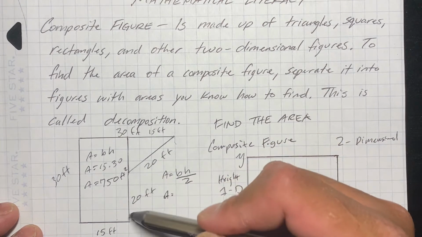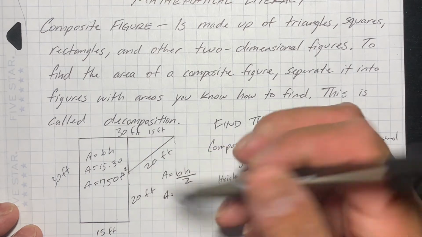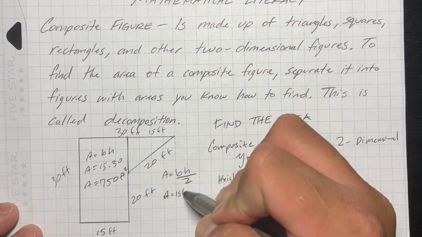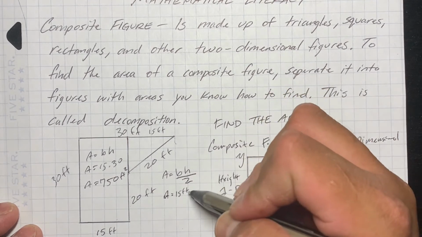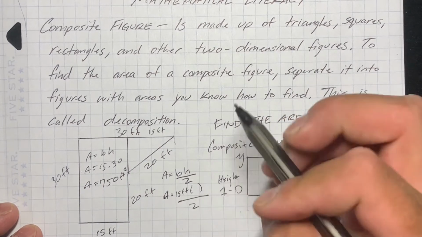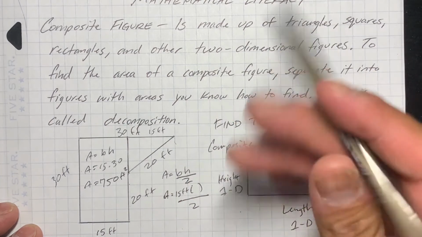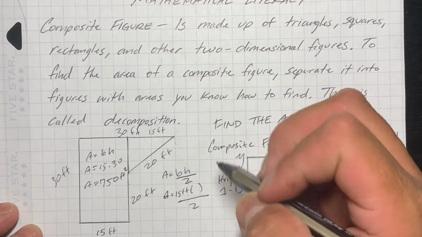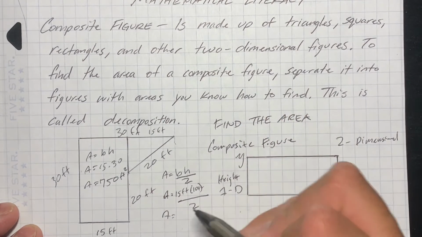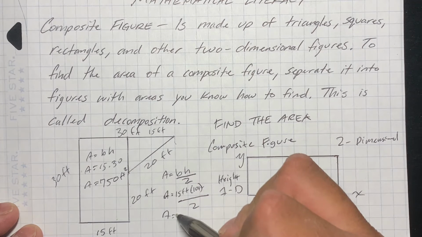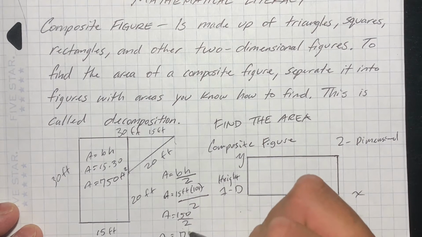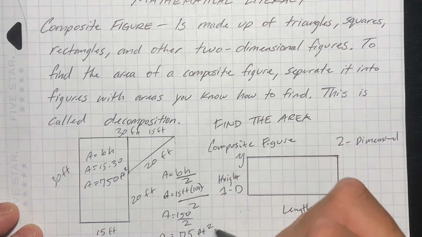Okay, so 1, 2, 3, 4. Let's say that the base is maybe 15 feet, and then your height, then we divide that by 2. We're just going to estimate. Let's just pretend that their height is maybe, I don't know, 10 feet. Okay, and then of course 15 times 10 is 150 divided by 2. It's going to be 75 feet squared.